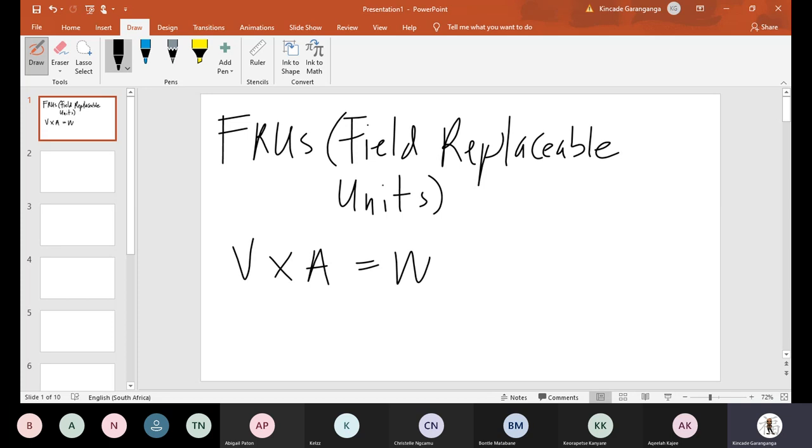You might also want to discuss resistance, which is measured in ohms, as far as your electrical platform is concerned. But ultimately, a formula that you might want to concentrate on and understand exactly is your V multiplied by A, which gives you your W.